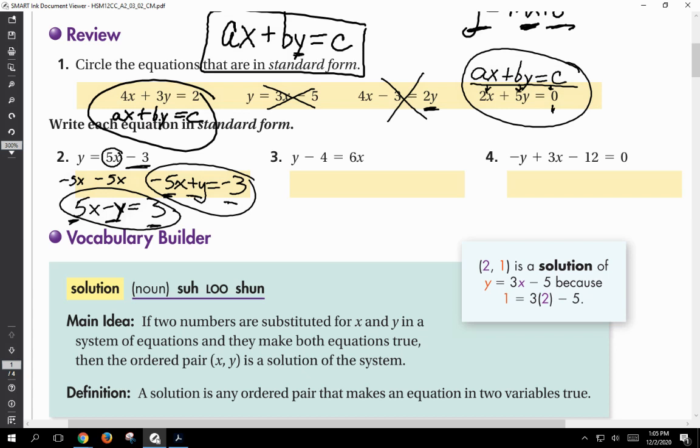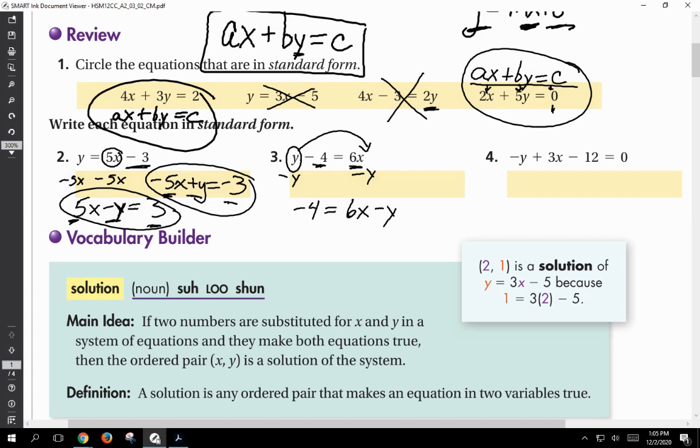Number 3, we're going to change this also to standard form, and we're going to get the y, right? Here's the c by itself. Here's the x by itself. You need a y on this side. So let's change the y to that side by subtracting y from each side. So you have negative 4 equals, right, 6x minus y.